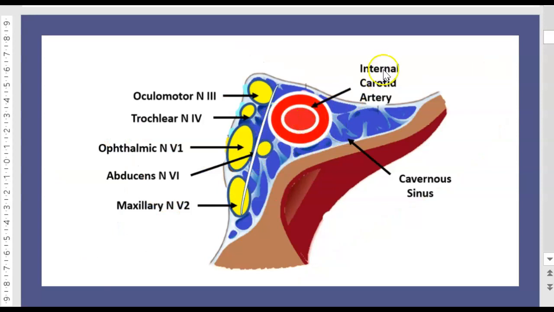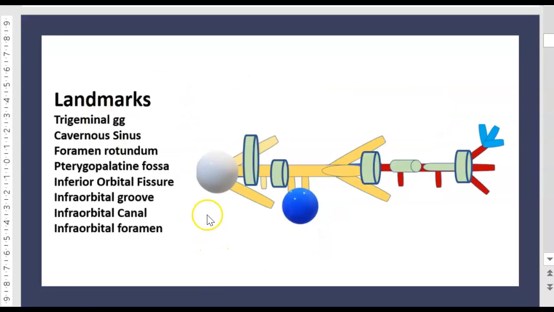Inside the cavernous sinus is the internal carotid artery with the sixth nerve. Laterally, there is the maxillary V2, the abducens, which is six, and the ophthalmic here it is, then the trochlear and oculomotor. Landmarks for the maxillary nerve: cavernous sinus, foramen rotundum, pterygopalatine fossa, inferior orbital fissure, infraorbital groove, infraorbital canal, and infraorbital foramen.